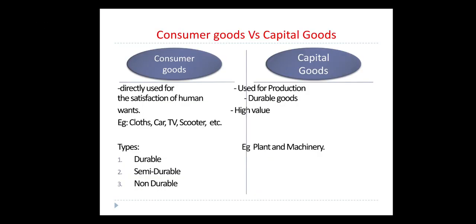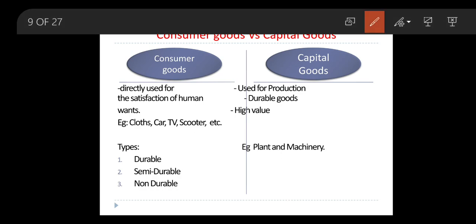Now let's move on to the next types of goods: consumer goods and capital goods. Consumer goods, the word itself suggests consumer, right? So it comes from consumers. Okay, so consumer goods are those goods which satisfy human wants directly. For example, like clothes, car, TV, scooter, chocolate, milk. These goods satisfy human wants directly, right? So these goods are known as your consumer goods.